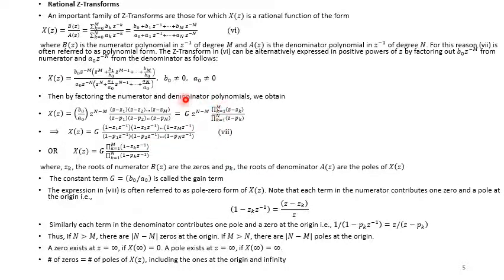Okay, so we get this expression by factoring the numerator and denominator polynomials. So we get G times z to the power n minus m, and this one. So again, how many terms do we have here? We basically have m terms, right? So if I take z common from each of the terms, what I get here is 1 minus z1, because we already have z1, and we take the z common, so we multiply with z to the power minus 1.